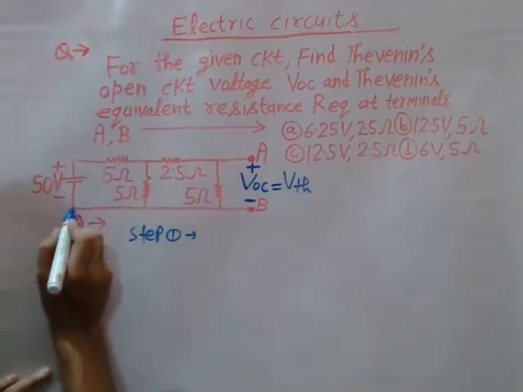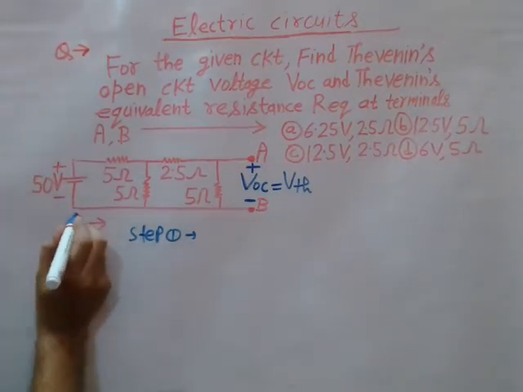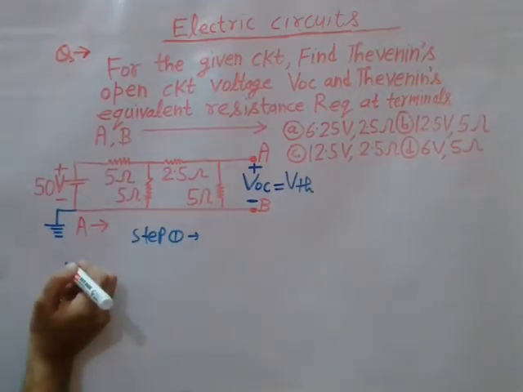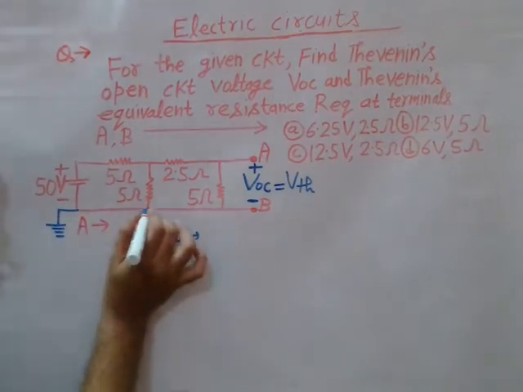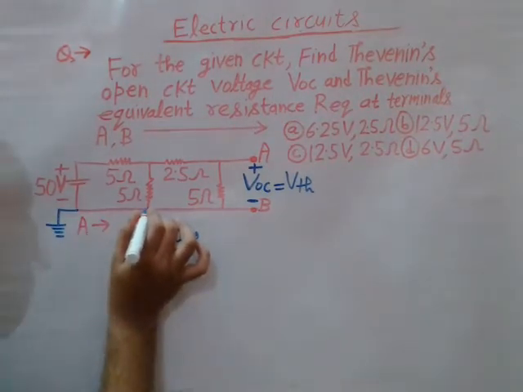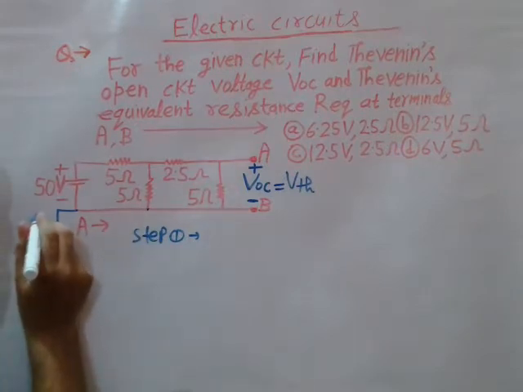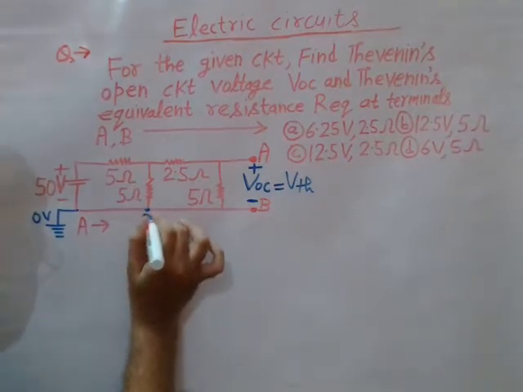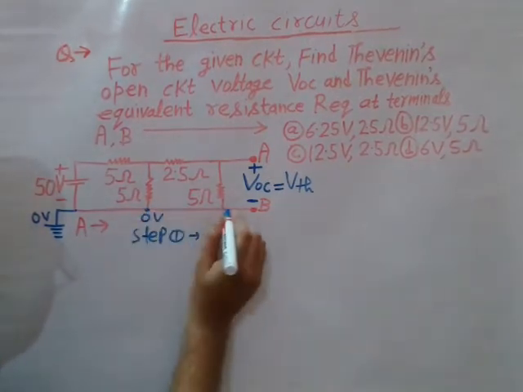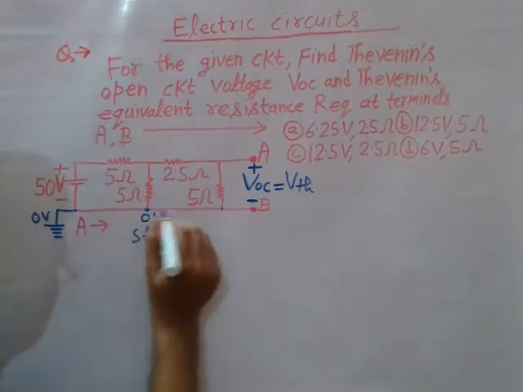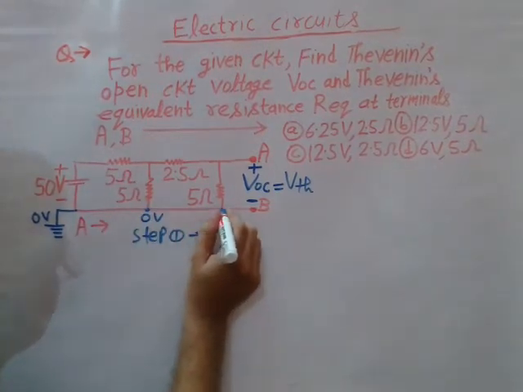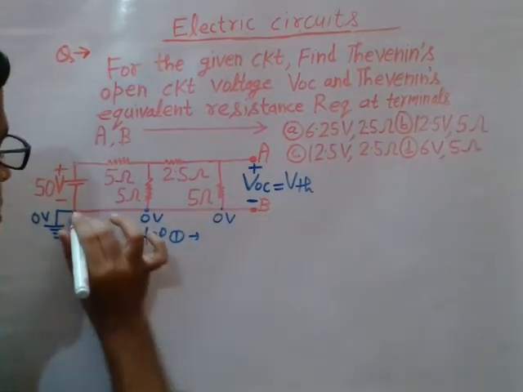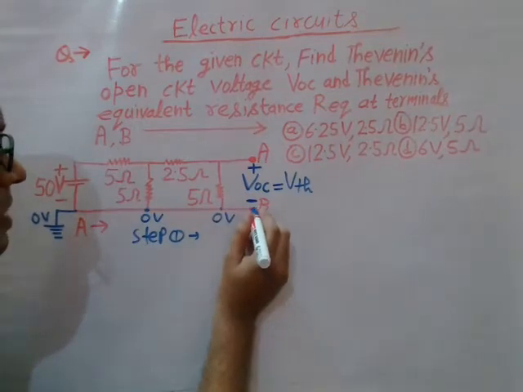So how to find it? See here, this is a ground terminal. Potential is 0 volt. This node and this node are the same, so this is also ground potential, 0 volt. This point and this point are again the same point, both shorted by the same wire, so this is also 0 volt. This is 0 volt, this is 0 volt, this is also 0 volt.